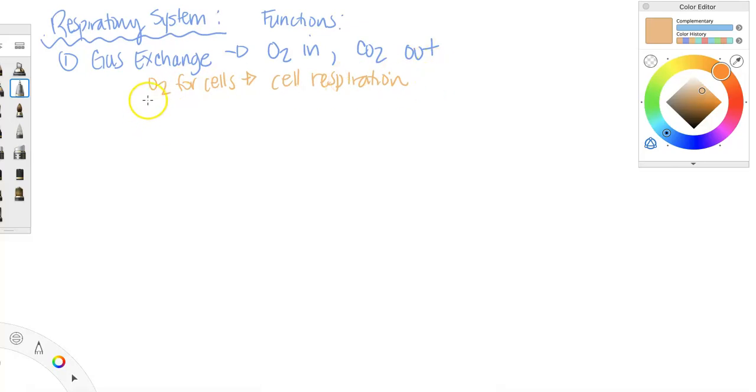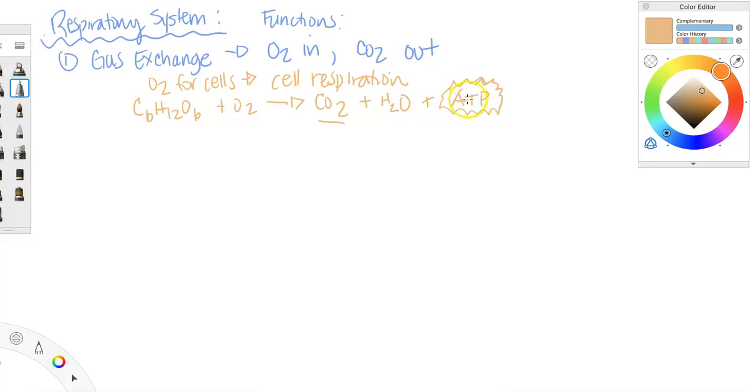So don't forget, we have glucose, and when we bring in oxygen and combine it with glucose, we get carbon dioxide, water, and ATP. Okay, pretty important. CO2 is the waste product. We have to be able to get rid of that, and the way we do that is by breathing it out.